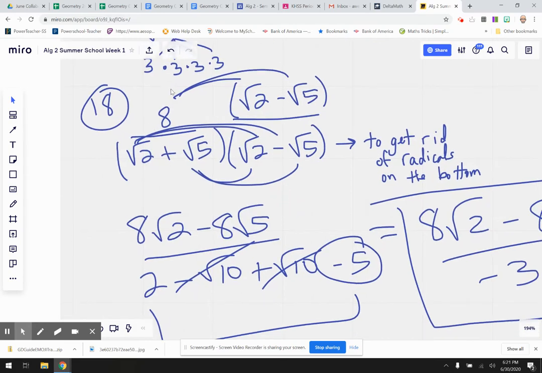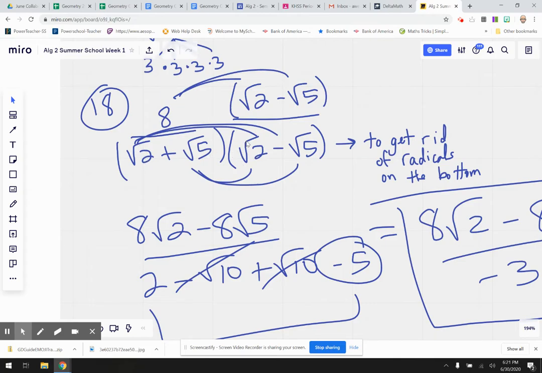So if it's radical 2 plus radical 5, I'm going to do radical 2 minus radical 5, and I'm going to do it on top and bottom. So I can just distribute this top. 8 times the radical 2 is just 8 radical 2. 8 times the radical 5 is just 8 radical 5. I'm going to have the minus there. And then on the bottom, I need to do FOIL.